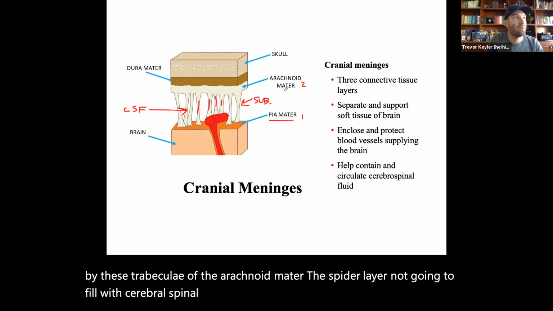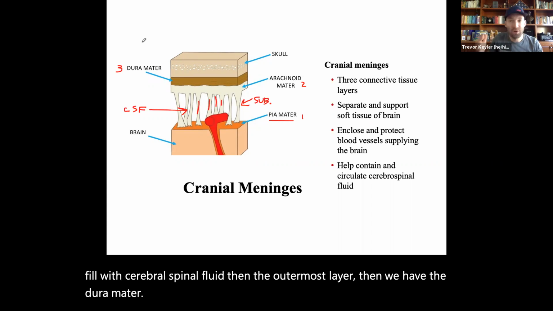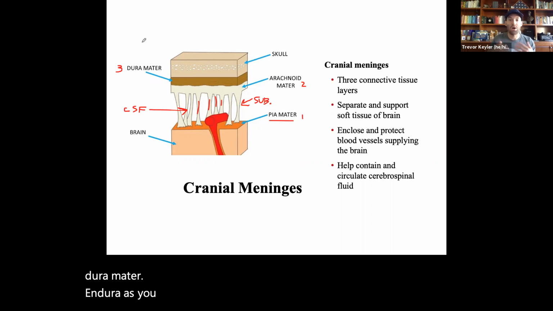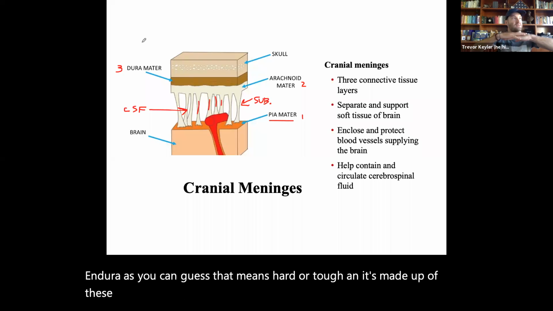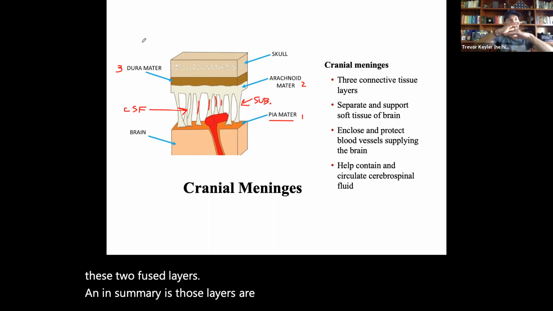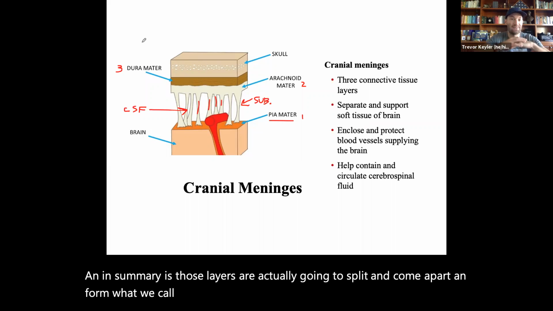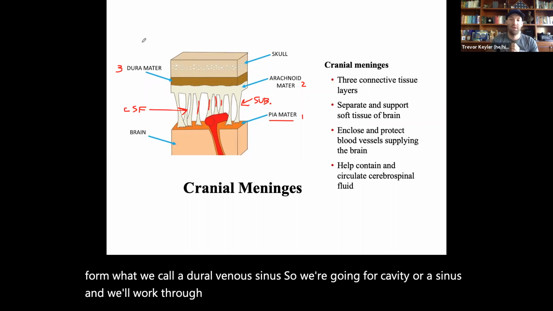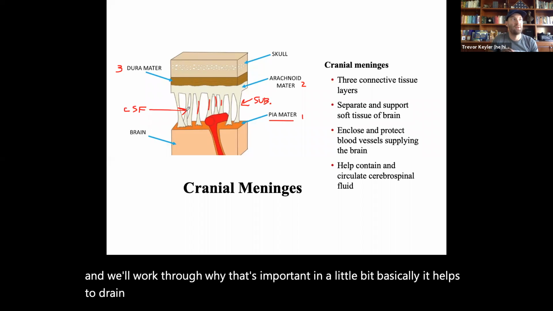Then the outermost layer, then we have the dura mater. And dura, as you can guess, that means hard or tough. And it's made up of these two fused layers. And in some areas, those layers are actually going to split and come apart and form what we call a dural venous sinus. So we're going to form a cavity or a sinus. And we'll work through why that's important in a little bit. Basically, it helps to drain excess cerebrospinal fluid that would build up within the arachnoid space.